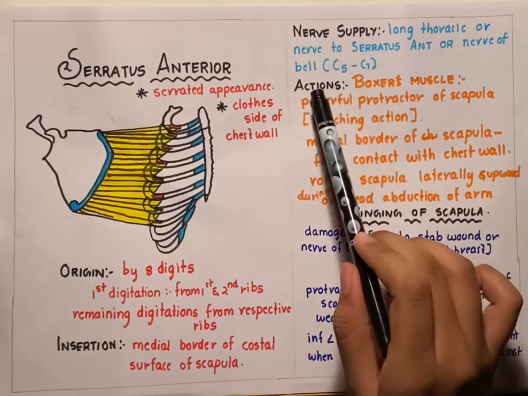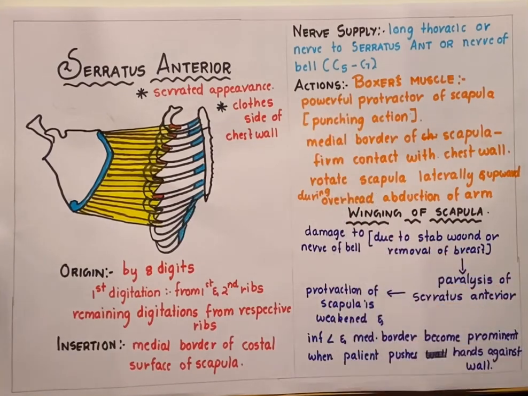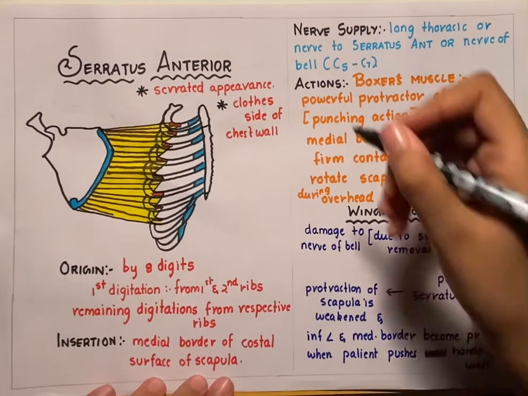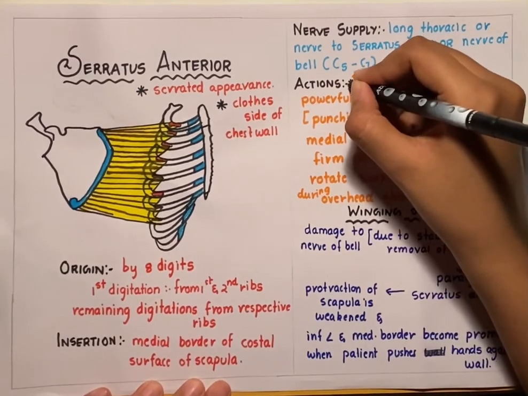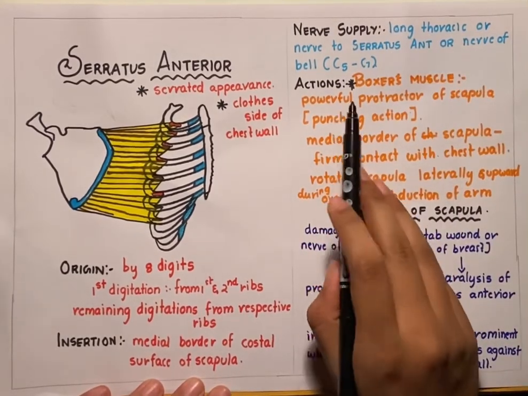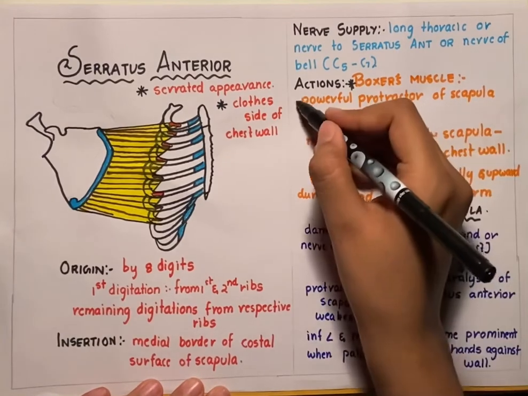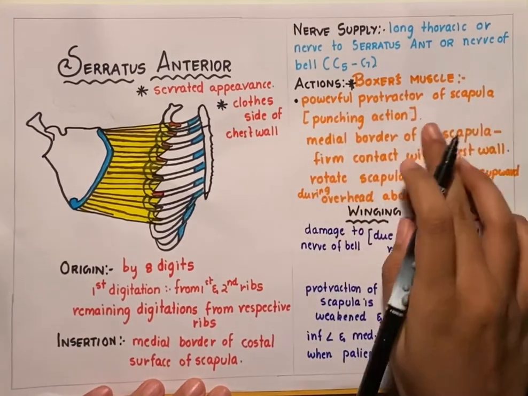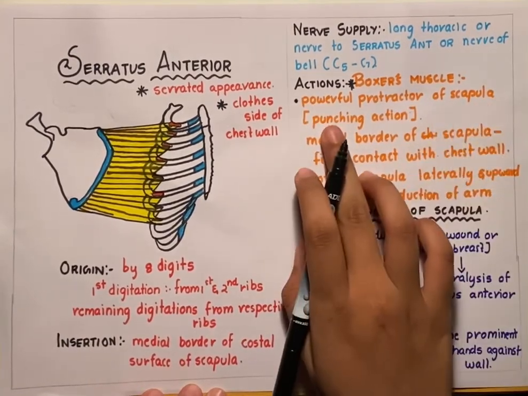Now, coming to the actions of the serratus anterior muscle. The serratus anterior muscle is also known as the boxer's muscle because the serratus anterior is a powerful protractor of the scapula which helps in the punching action.